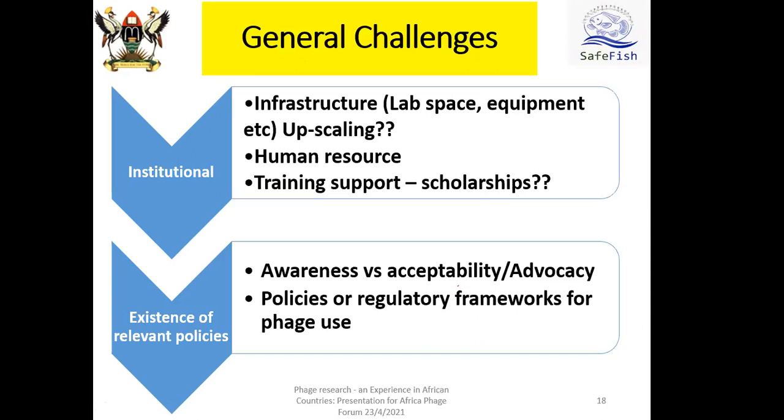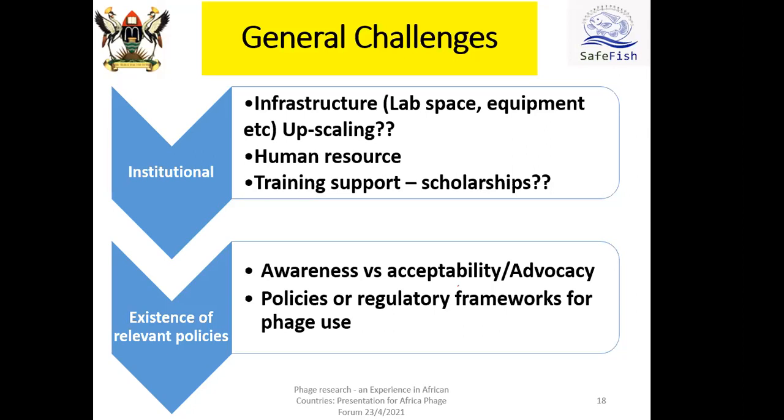Some are institutional. The infrastructure, we don't have a lab space dedicated for phage work. So we work within what is available, very often congested. You have equipment you are sharing, and you find you need an incubator and it is already full. Certain equipment that you may want are not available, a shaking incubator, and yet the funds you have may not suffice to acquire all that. And that can also affect our upscaling. Do we have the facilities for upscaling?